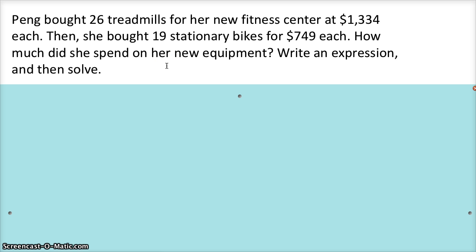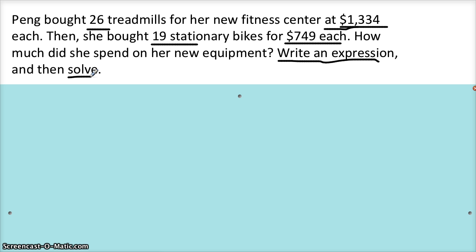So the first thing I want you to do is write down on your whiteboards the most important pieces of information from this problem. Okay, so you should have written down 26 treadmills at $1,334 each and 19 bikes at $749 each. We also need to include what the question is actually asking us to do, and it says write an expression and then solve it. So the first piece I need to do is to write the expression.